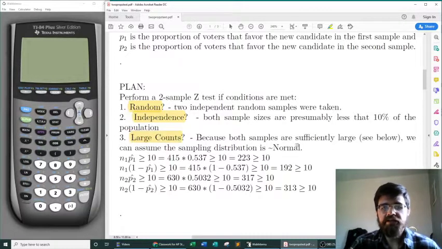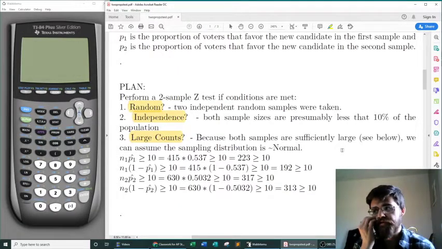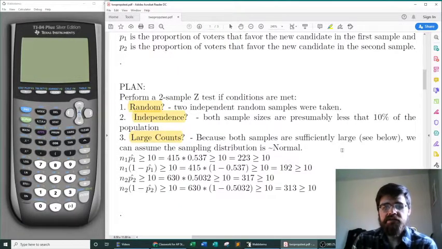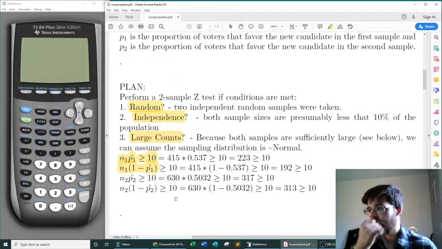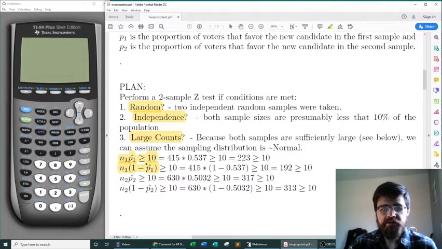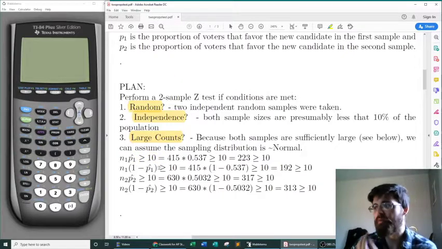The last thing we want to check is the large counts condition. We do large counts when we're dealing with proportions, so that we can make sure that the sampling distribution of our proportions is approximately normal. So the large counts looks like this: is n times p greater than 10, and also is n times 1 minus p greater than 10. So we've seen this a lot in previous chapters. The only difference here is that we're doing it for both samples. So you need to check for P1 and P2. Notice it's P hat because we're looking at the actual sample proportions.